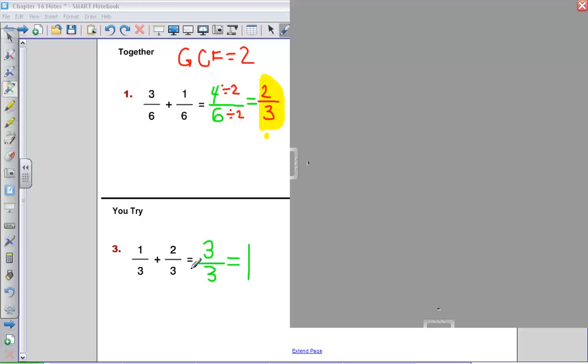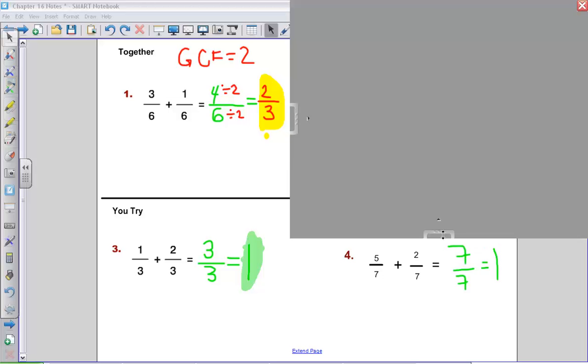Alright, let's take a look at what we got here. For this one, denominator is going to stay the same at 3. My numerator, 1 plus 2 is 3. So if I have 3/3 of something, that means I have 1 whole. So my final answer in simplest form is a whole number 1.